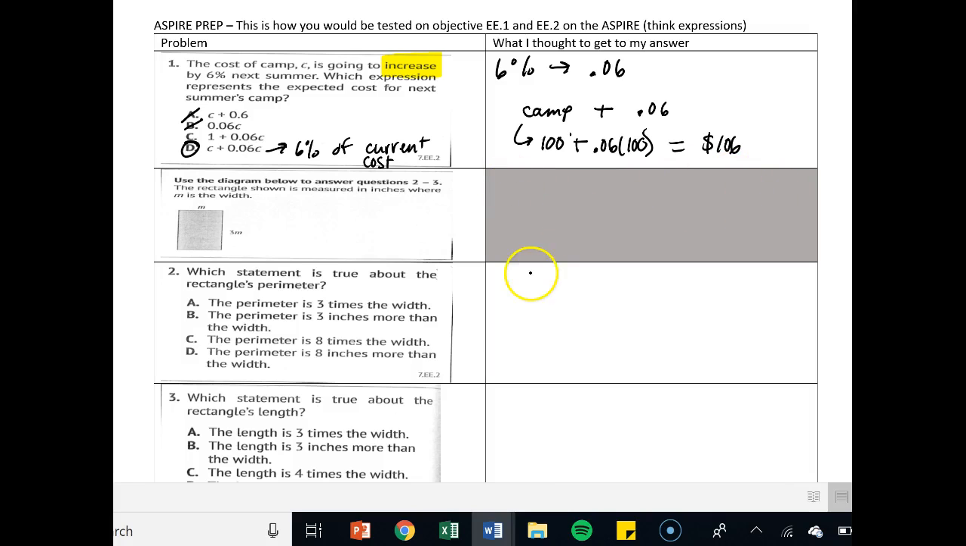Next it says use the diagram below to answer questions 2 through 3. So this is why I've greyed this out, because you don't need to write anything here. It says the rectangle shown is measured in inches, where m is the width. Right? So it says which statement is true about the rectangle's perimeter? Well, let's write down, hey, we know perimeter is distance around the shape. And let's actually find out the perimeter.